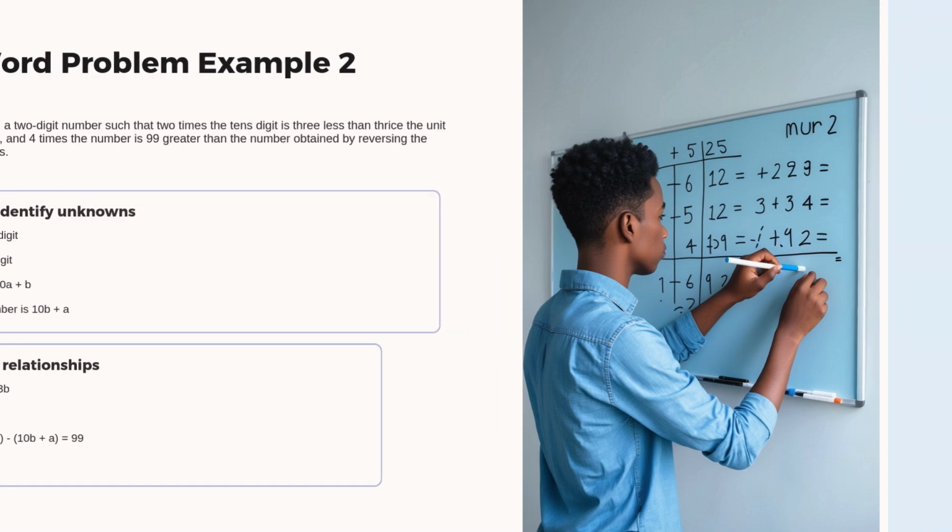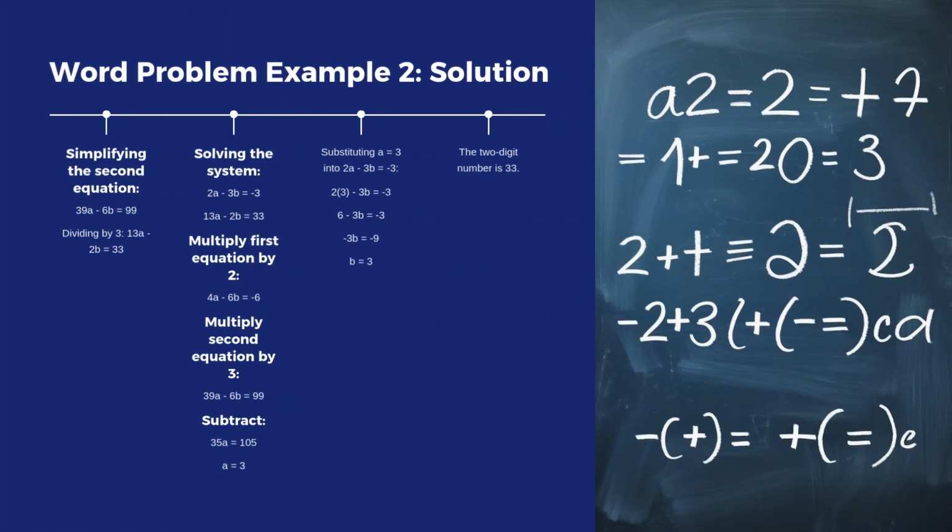Word problem example 2. Solution. Start with the simplified second equation: 39a - 6b equals 99. This repeats the simplified linear relation from the second condition. Divide every term by 3 to simplify: 13a - 2b equals 33. This is obtained by dividing the left-hand side and the right-hand side by 3 to reduce the coefficients.